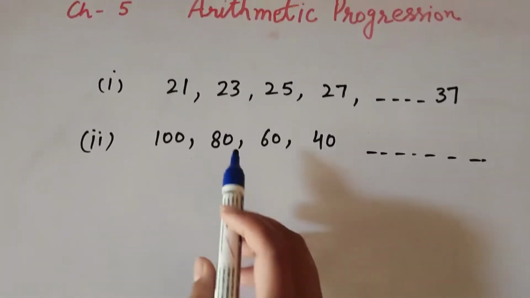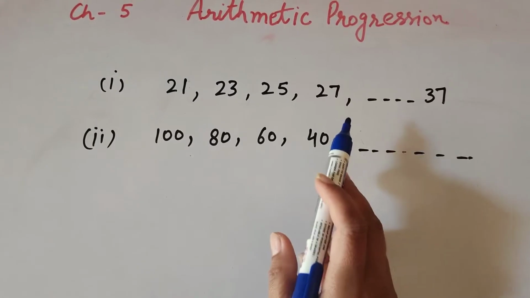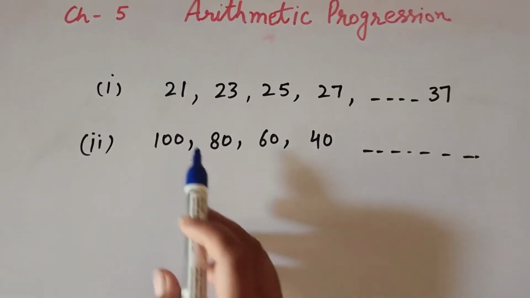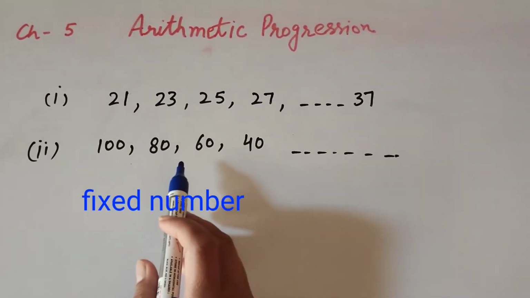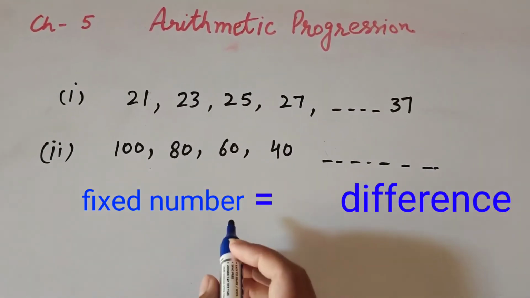So these are two arithmetic progressions. An arithmetic progression is a list of numbers in which each term is obtained by adding a fixed number. That fixed number is called the difference.